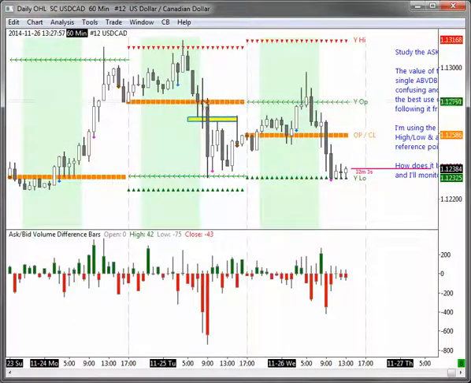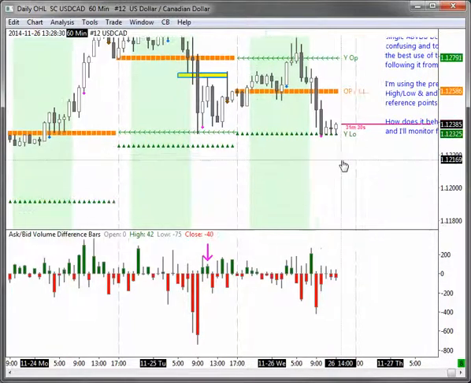or the hard reference, which was the day's open. Does it get back to the day's open? And so what do I do? I look at the behavior of the ask bid volume difference bar at this level, and that's showing there's more buying in there. So then I might think that, hey, this move for today might be over, but the move for the next couple of days might not be over.